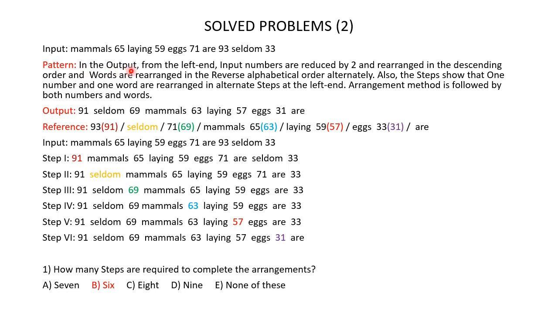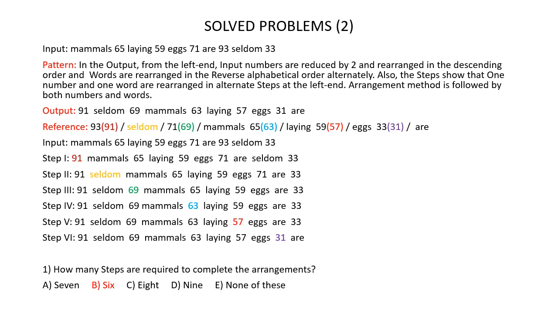In the output from the left end, input numbers are reduced by 2 and rearranged in the descending order, and words are rearranged in the reverse alphabetical order alternately. So the numbers in the input are 65, 59, 71, 93 and 33. Reduce each of these numbers by 2. So 65 minus 2 is 63, 59 minus 2 is 57, 71 minus 2 is 69, 93 minus 2 is 91, 33 minus 2 is 31.